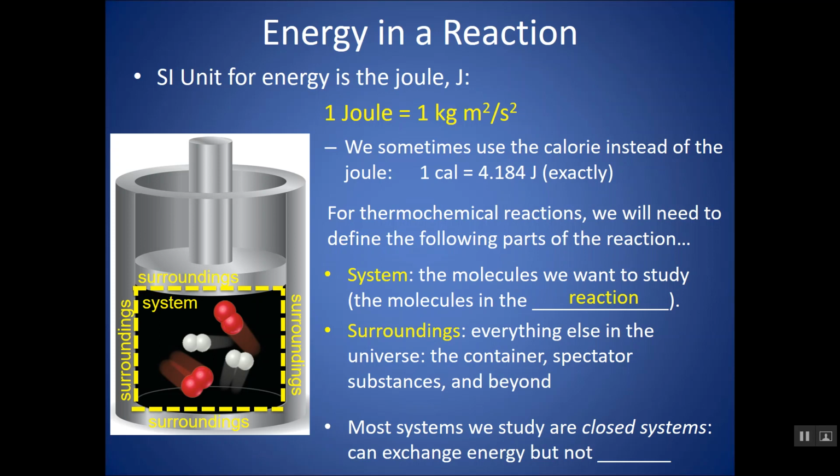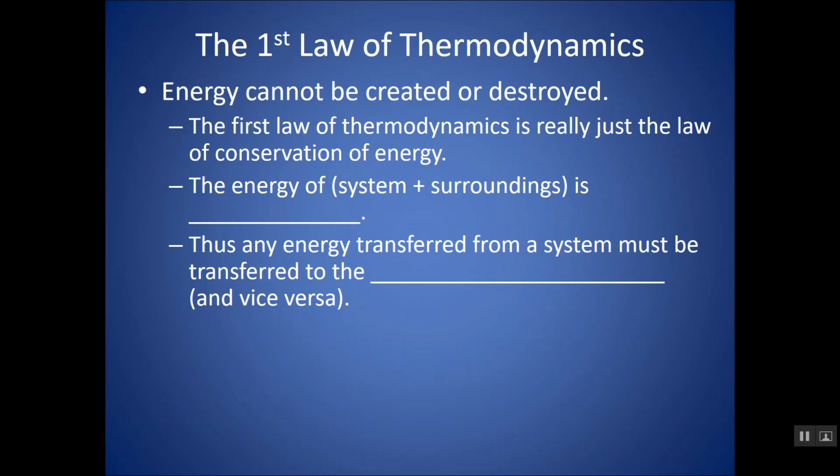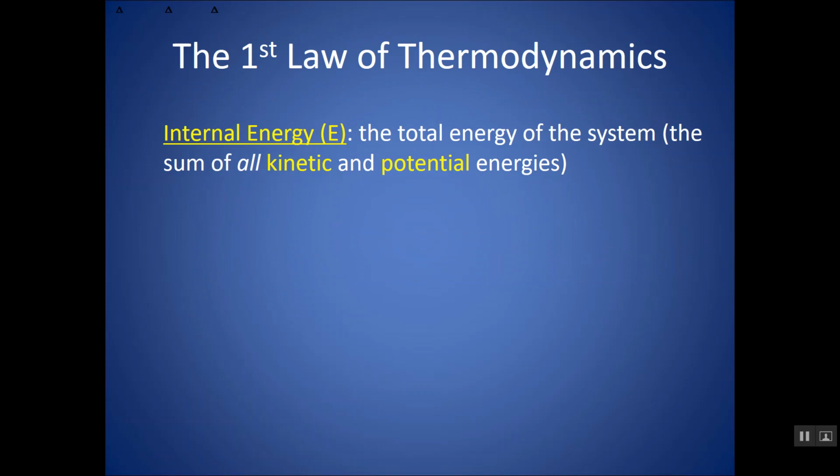Okay, most systems that we are going to look at are going to be closed systems, meaning that energy can exchange, heat can exchange, but not mass. You're not losing your products over time. Okay, so again, the first law of thermodynamics is conservation. Energy cannot be created or destroyed. So essentially, the energy of the system plus the surroundings is always constant. So any energy that's transferred from a system must be transferred to the surroundings. So what the system loses, the surroundings gain, and vice versa.